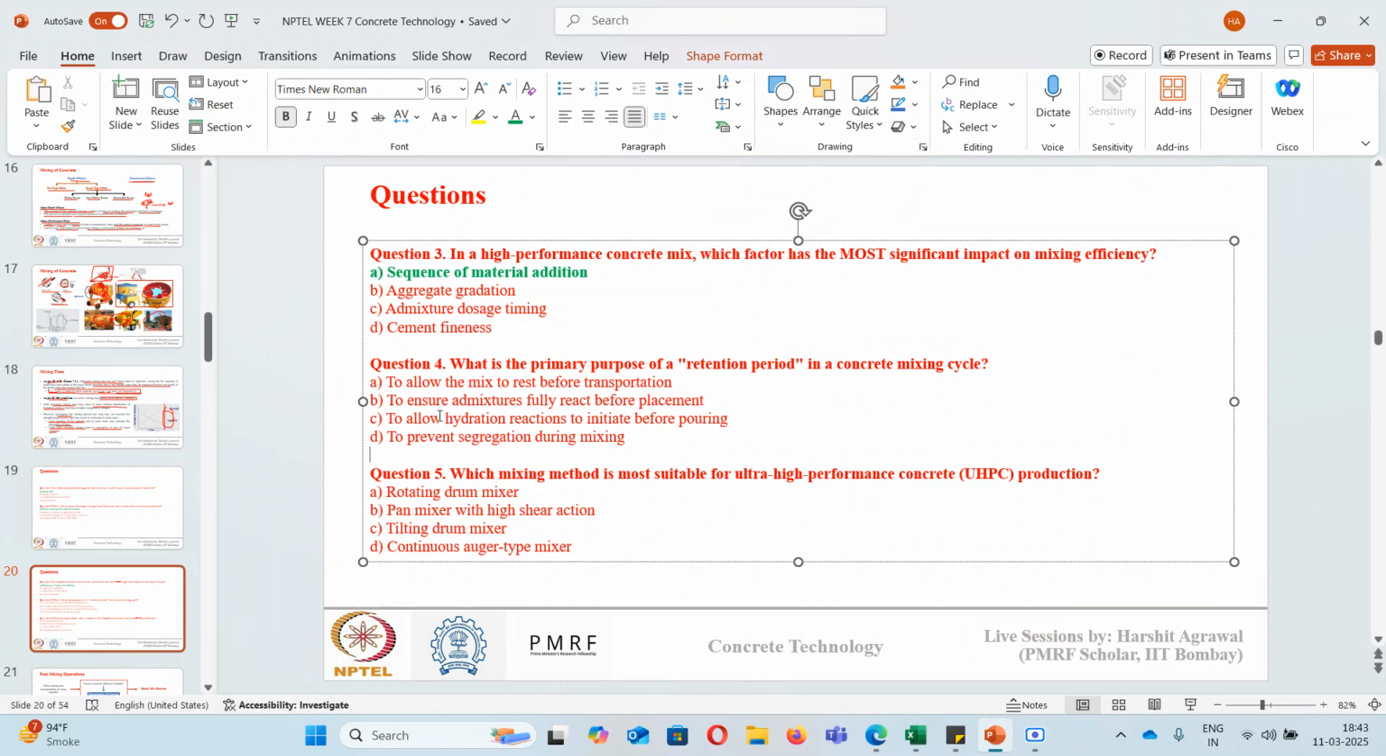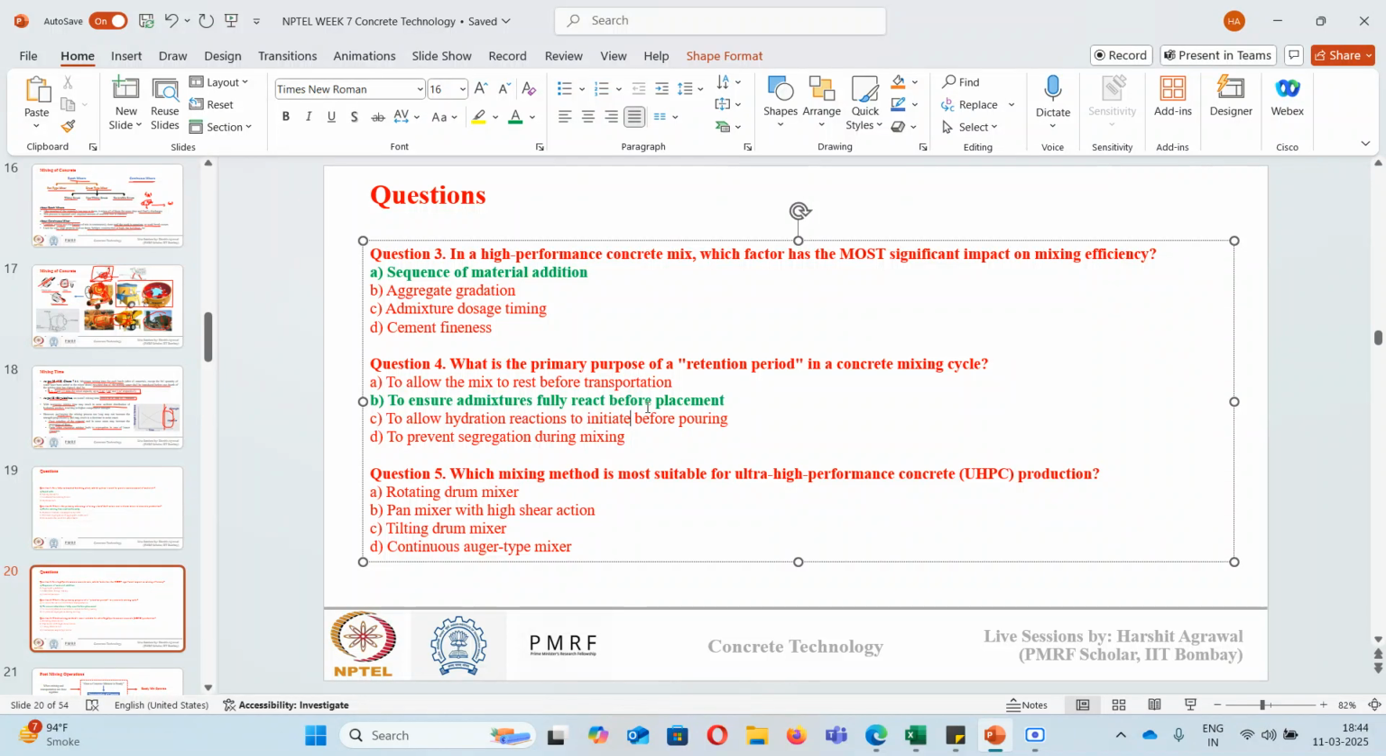Okay, so the correct answer for this is B. To ensure admixtures fully react before placement. So the admixtures that we are talking about here are chemical admixtures. The retention period allows the chemical admixture like superplasticizers to fully disperse and react with the cement particles before the mix is discharged. And this enhances the workability and uniformity of my concrete mix.